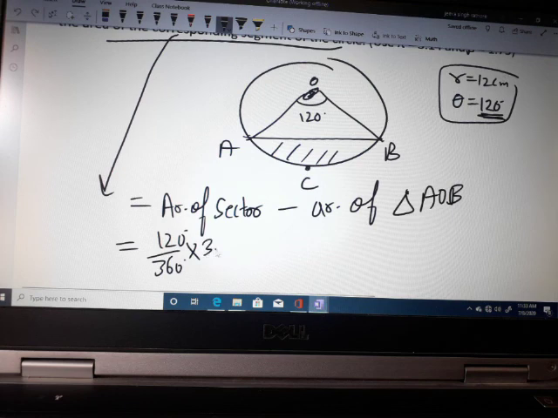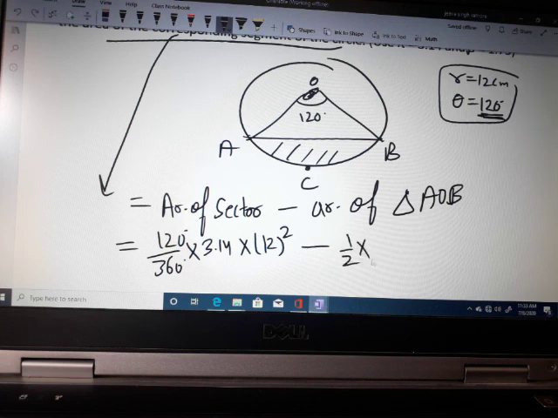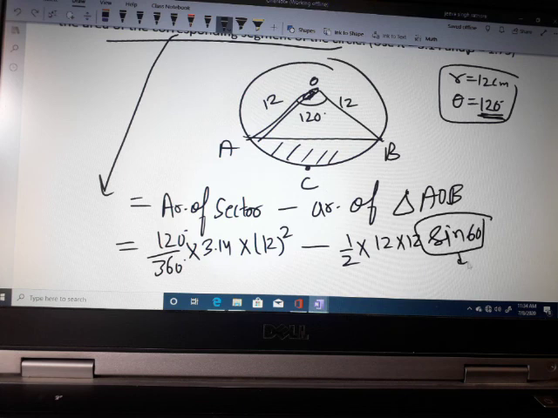Pi 3.14, r squared is 12 squared, and area of triangle is equal to 1 by 2 into base, that side being 12 centimeter, into 12 into sine of the angle between them, sine of 60 degree, which is equal to root 3 by 2. Root 3 is given as 1.73. Put the values and solve this, and you will get the final answer of this question.